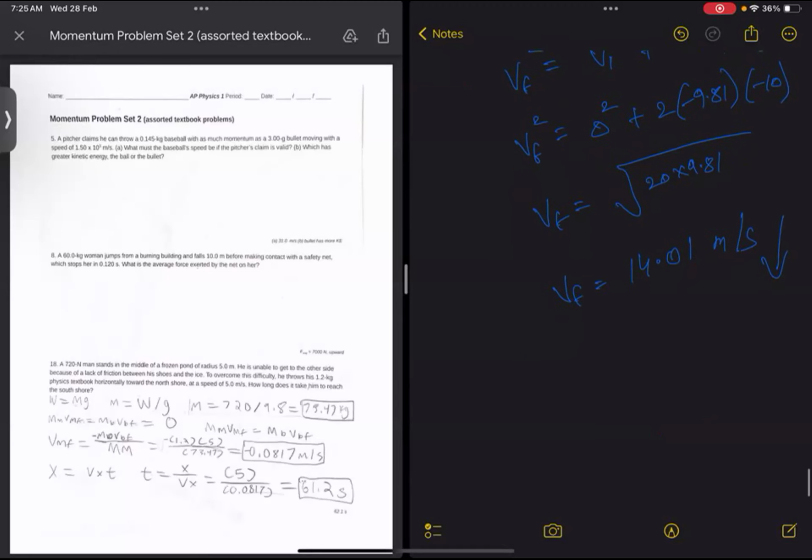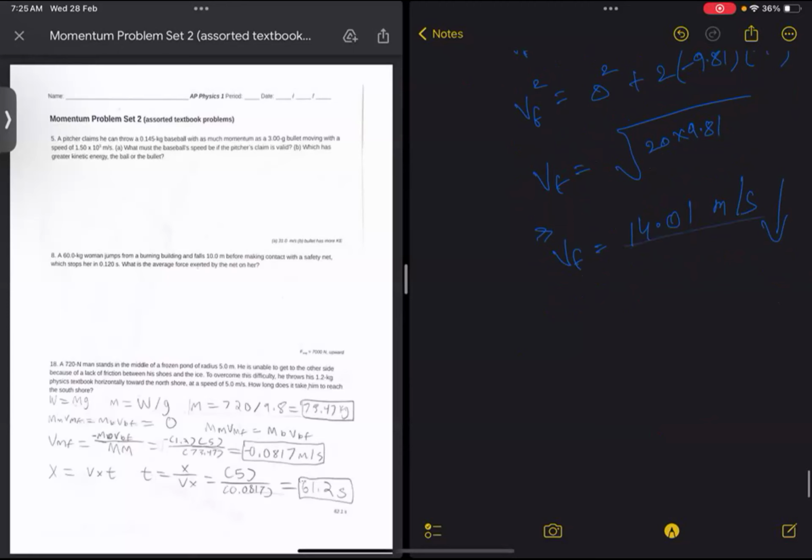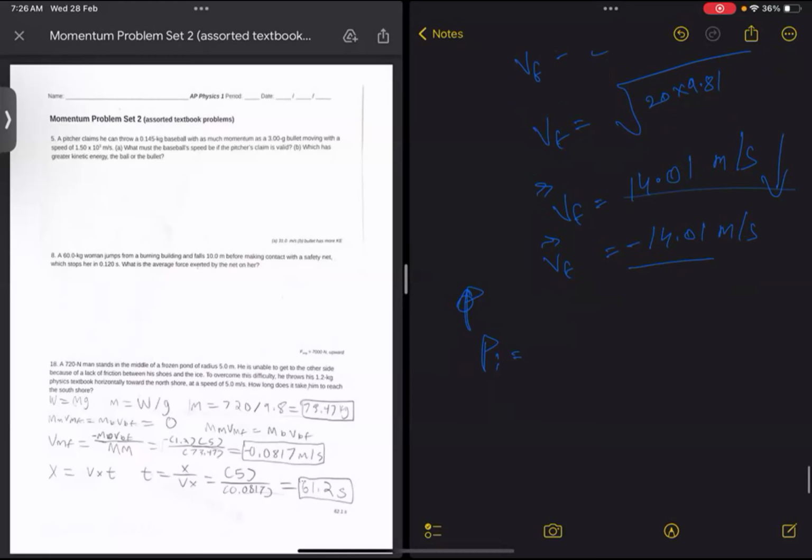Just before hitting, it has 14.01 meters per second in the downward direction, right? So what is the momentum because of this? You can write the downward velocity as negative 14.01 meters per second. So what is the initial momentum? This is the initial velocity. If you are considering the case when the momentum is changing, then this final velocity is actually the initial velocity. Is that right?